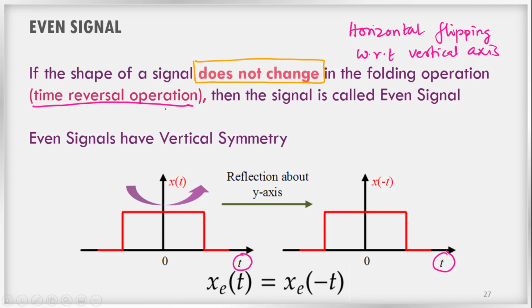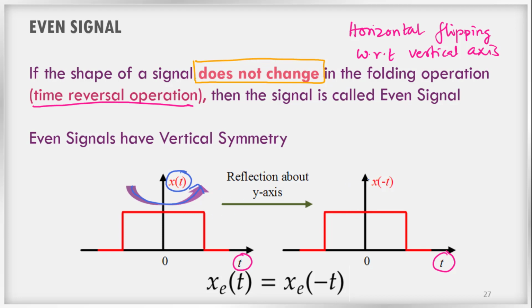And if the shape of the signal does not change in this particular operation, that is the folding operation or time reversal operation, then that signal is known as even signal. Otherwise we can say that even signals have vertical symmetry. For example, consider this particular signal. Here we have x of t on the y-axis and t on the x-axis. If we flip this signal with respect to the y-axis, or we say reflection about the y-axis, then if the shape of the signal remains the same, then such signals are known as even signals.